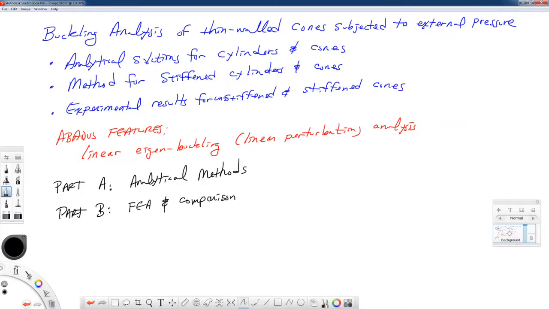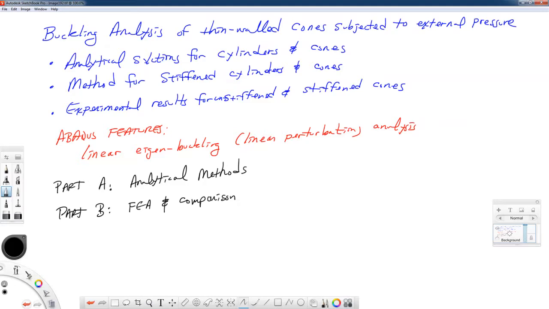For homework 13, we're going to take a look at buckling analysis of thin-walled cones and cylinders subjected to external pressure. First, we're going to take a look at analytical solutions for both cylinders and cones that are unstiffened. We're going to take a look at a method for stiffened cylinders and stiffened cones. And we're going to take a look at experimental results for unstiffened and stiffened cones.